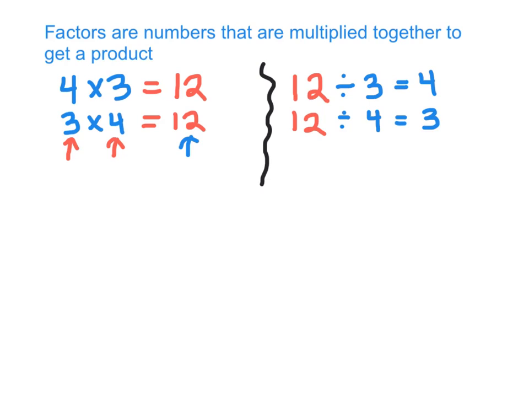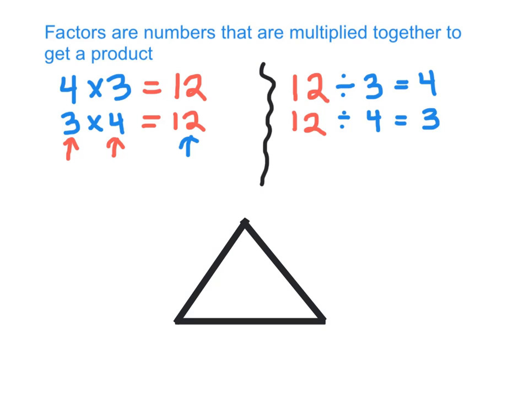So these are the fact families. We know that 4 times 3 is equal to 12. We also know that 3 times 4 is equal to 12. If I use the inverse, I know that 12 divided by 3 is 4, and 12 divided by 4 is 3. So now I'm going to show you an easy way to remember these fact families.